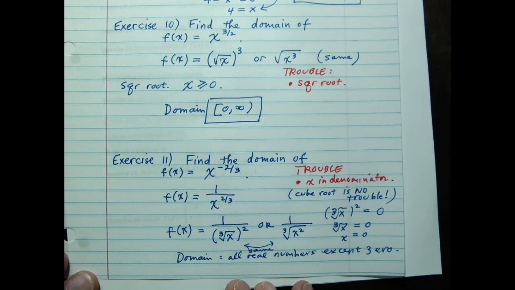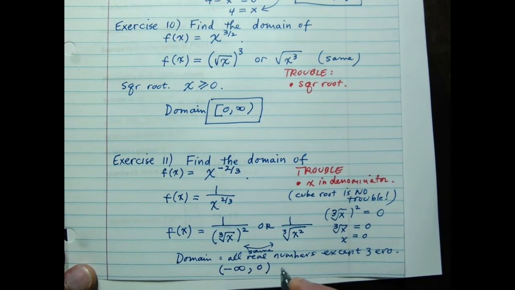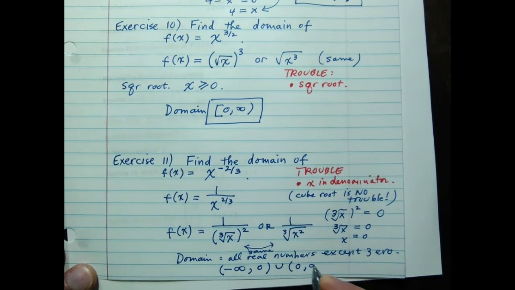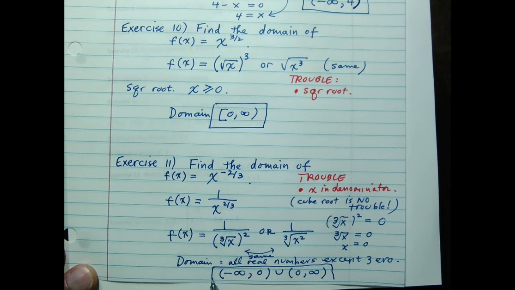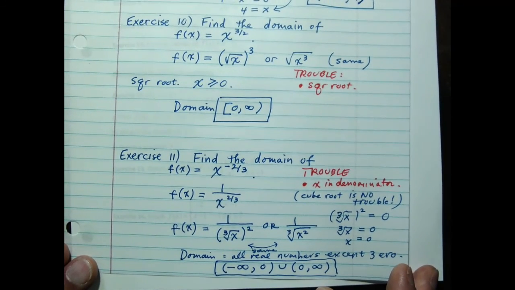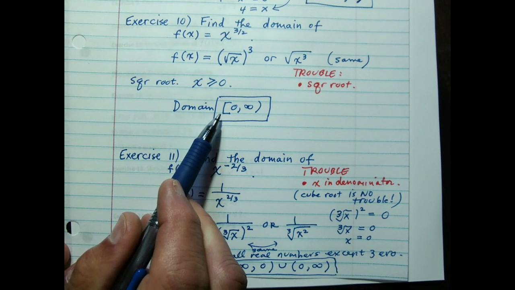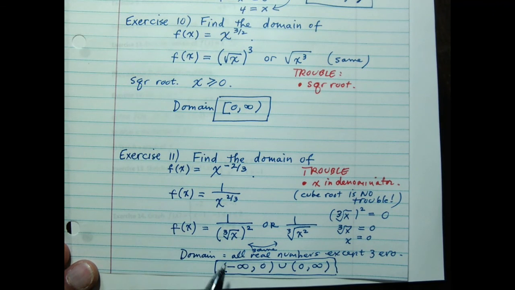And we've already written that down in interval notation, so let's just write that again. This is like the real number line with a hole at 0, so we have to express it in two pieces: negative infinity to 0, union 0 to infinity. And there's our interval notation answer for exercise 11. So 10 and 11 look kind of similar, but notice the trouble is very different. Trouble in number 10 was the square root. Trouble in number 11 was x in the denominator. Cube root was no trouble at all.